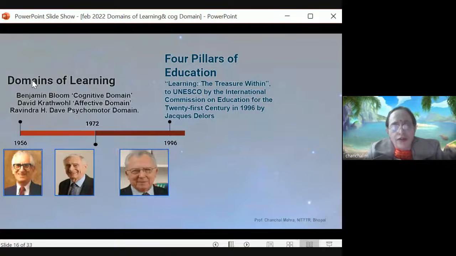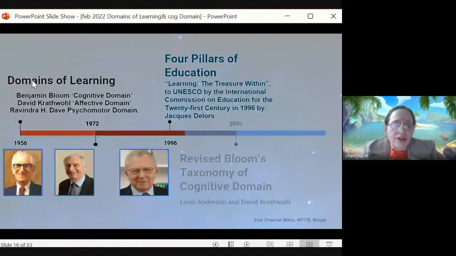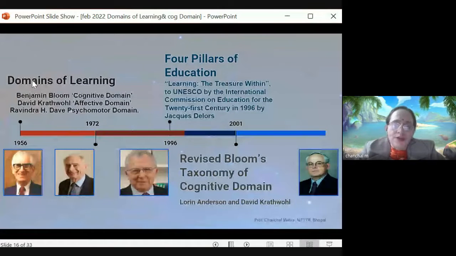Although we are having three domains of learning, together with this, I request each one of you to read this particular report. These four pillars are nothing but learning to know, learning to do, learning to be, and learning to live together. To a large extent, it covers all these three domains, and this has a reflection in the revised Bloom's taxonomy. Revised Bloom's taxonomy was proposed by Lorin Anderson and David Krathwohl. Although David Krathwohl worked with Bloom initially when he was developing the original taxonomy, and Lorin Anderson actually was a student of Bloom.